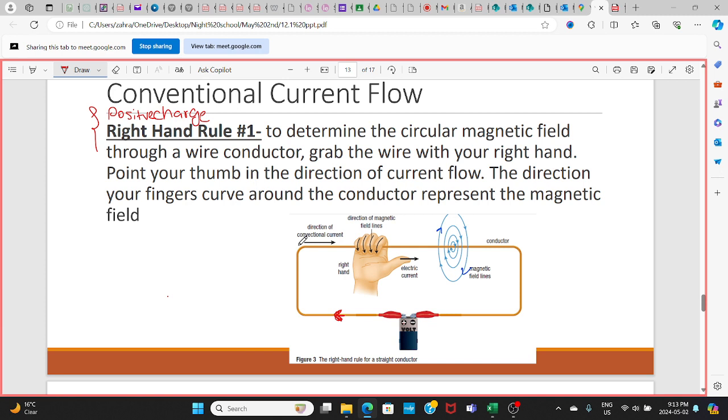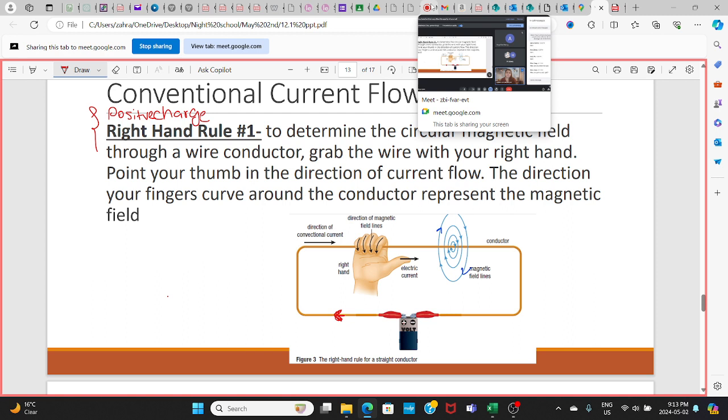Does that make sense? Okay, yeah. So when you say you're using it for positive charge, that means you're assuming the positive charge is moving and not the electrons, right? Exactly. Assuming the positive charge is moving.